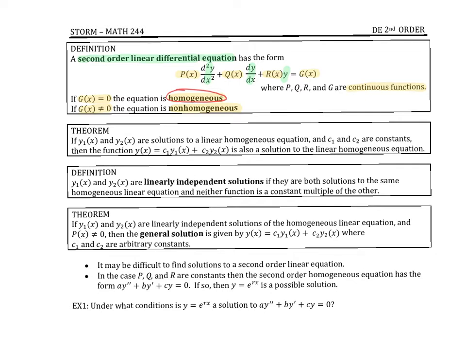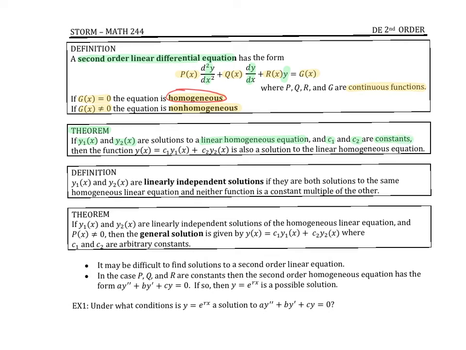So what follows from this definition of second order linear differential equations is going to be some other theorems and definitions. So the first theorem we're going to look at just says if you have two solutions, y sub 1 and y sub 2, and they're solutions to a linear homogeneous equation, and then let's say also that we have this c sub 1, c sub 2. These are just some constant real numbers.